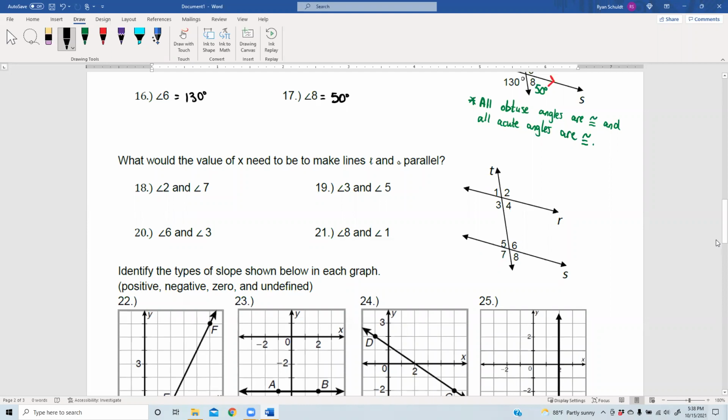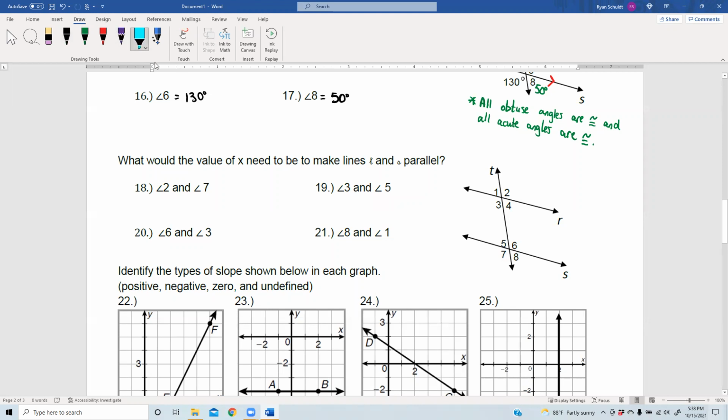Okay, I'm not sure what they mean by what would the value of x need to be to make lines T and S parallel. Not sure what they're talking about here, in all honesty. Because there's no x in our picture. So here's what I want us to do. I want us to name the relationship between the angles.